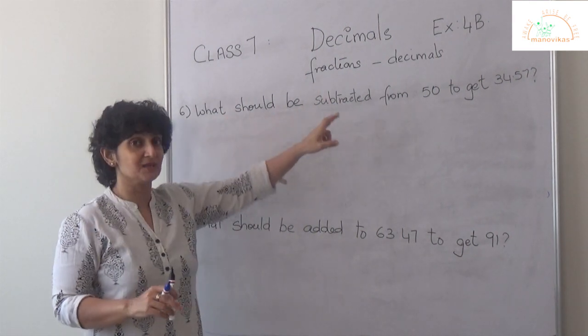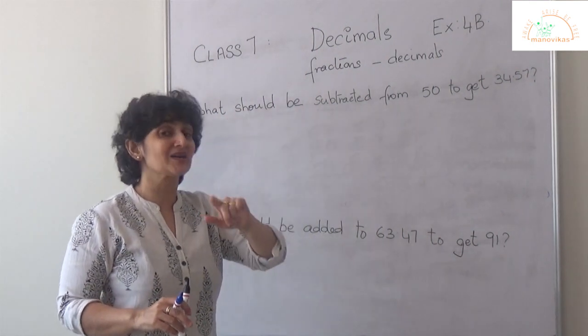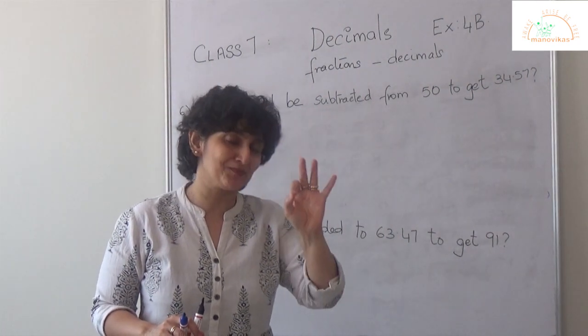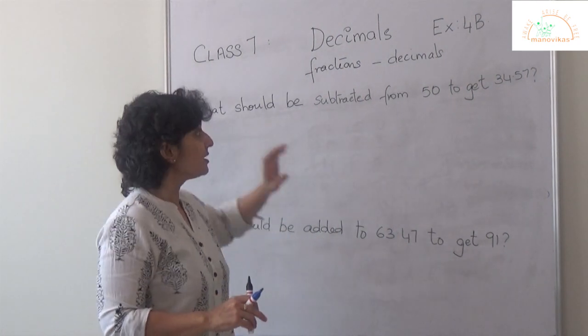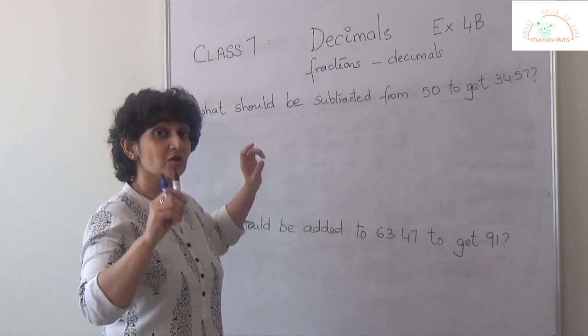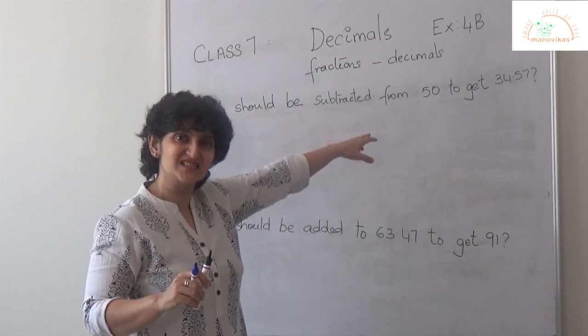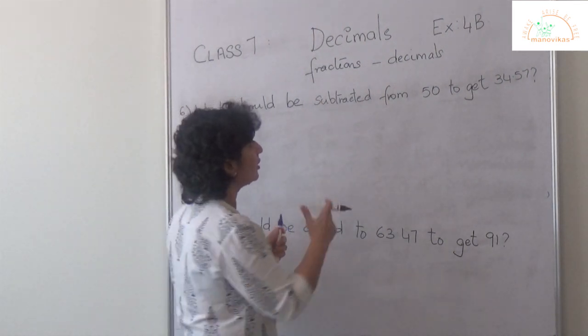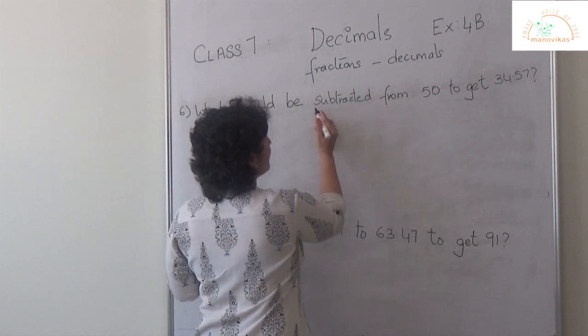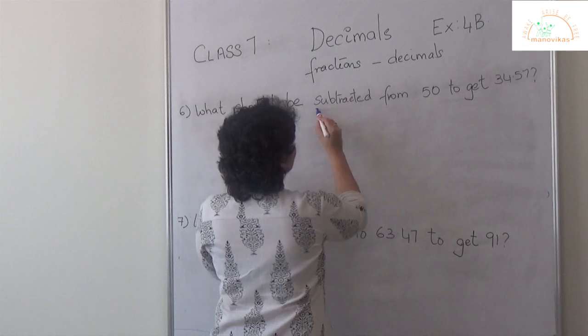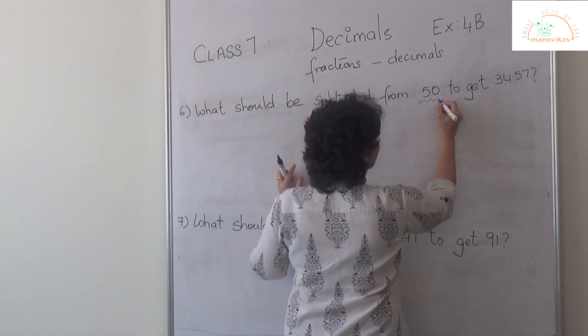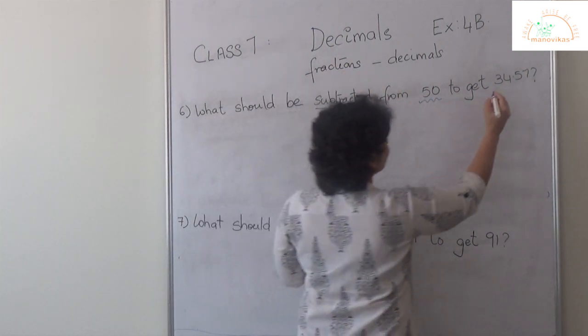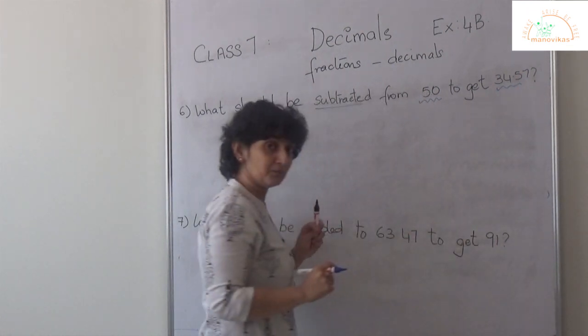What should be subtracted? It has also come in your earlier chapters. So always remember, whenever you get a sentence or a question framed like this, "What should be subtracted from 50 to get...?", the word is subtract, so you will always take the first number and subtract the second number from it.